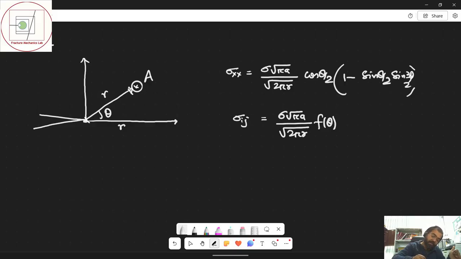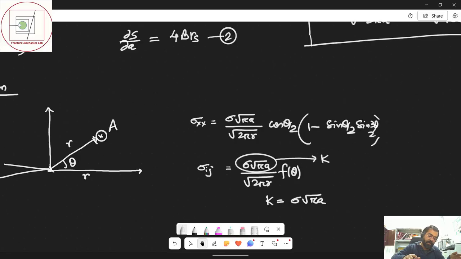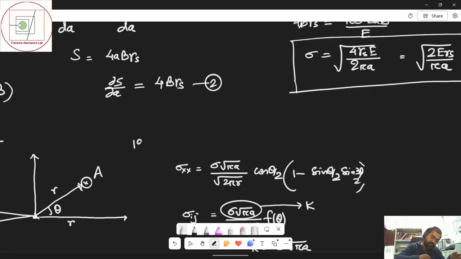So he names this parameter. He gives a symbol K, which was given as an admiration to his friend. And if you compare this formula, K is called the stress intensity factor, which is sigma root pi a. This happened in 1957.